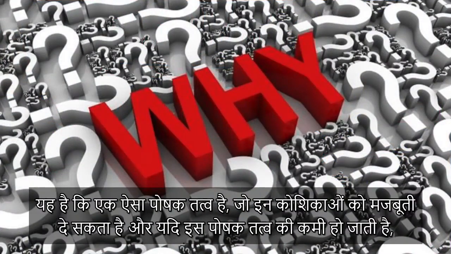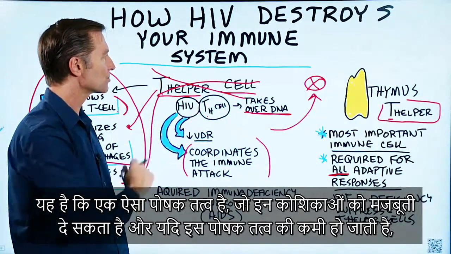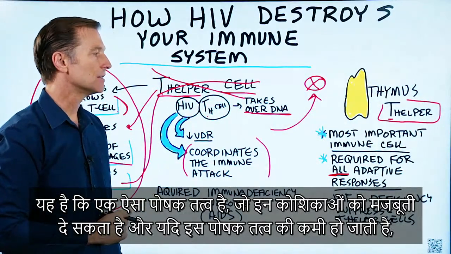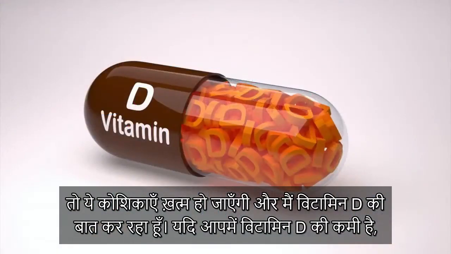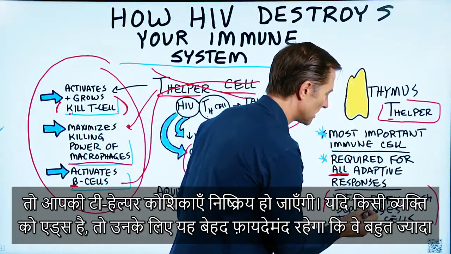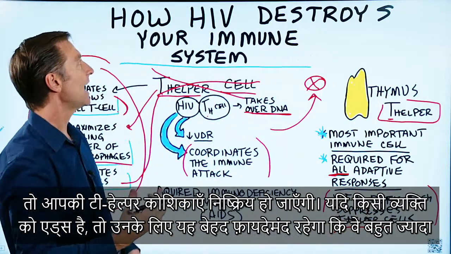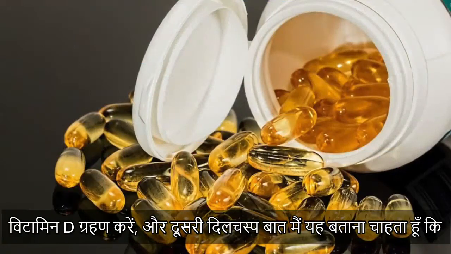Why am I talking about this? Well, one reason is there is a nutrient that can keep these cells strong. And if this nutrient is deficient, they're inhibited. And I'm talking about vitamin D. If you're deficient in vitamin D, your T helper cells will be suppressed. If someone had AIDS, it would be very, very smart to take a lot of vitamin D.